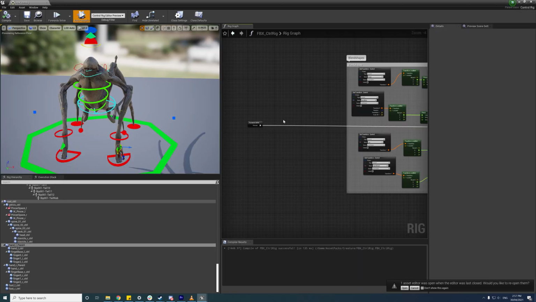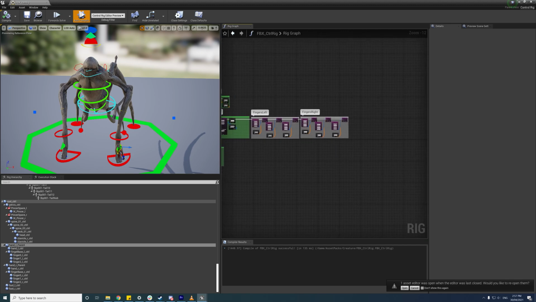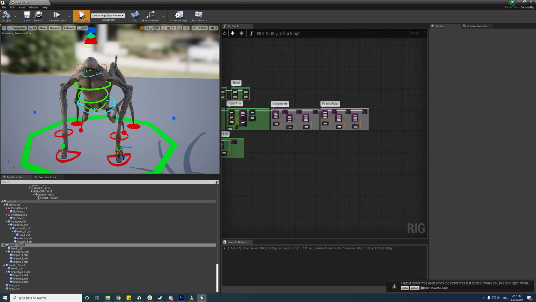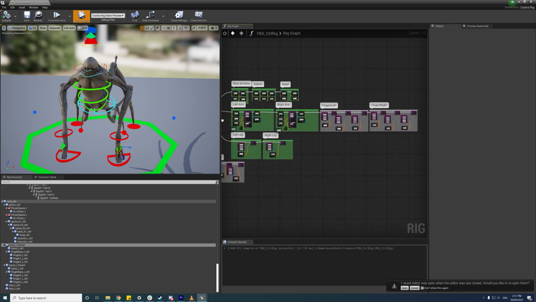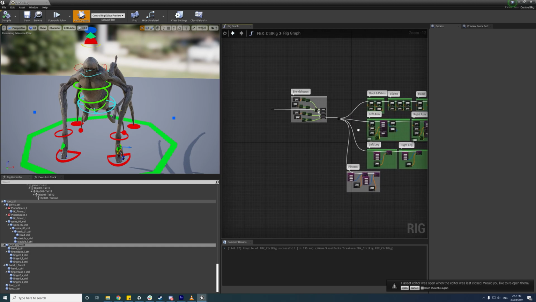Okay, I'm just going to really quickly go over each section of this rig so we can get a good overview of how it's set up. If we look at it as a whole in the rig graph, it looks quite intimidating, but it really isn't. Once you realize that a lot of these nodes are doing very similar things, just different bones, it actually becomes very, very easy to read.